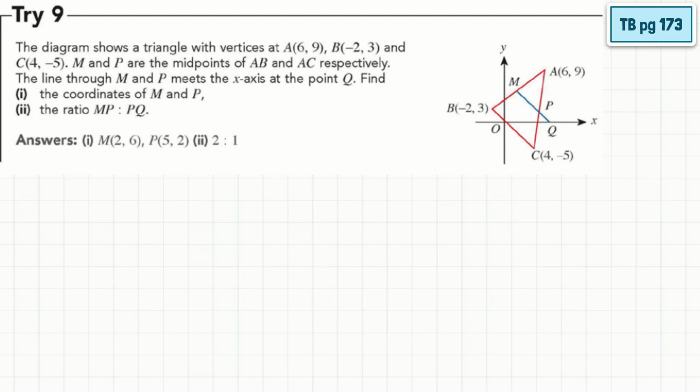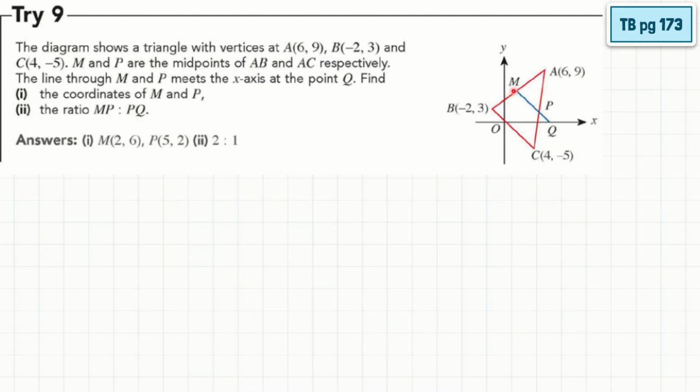It says that the diagram shows a triangle with vertices A, B, and C, for which the coordinates are given and also shown in the diagram. M and P are midpoints of AB and AC respectively. So we're talking about M here and P over here. The line that is passing through M and P meets the x-axis at point Q.